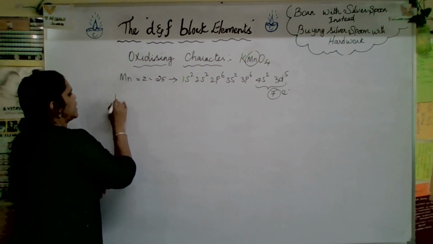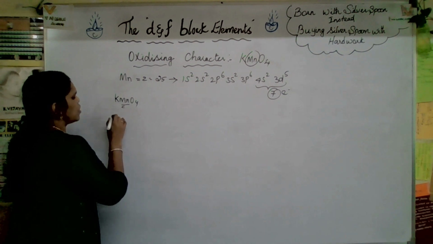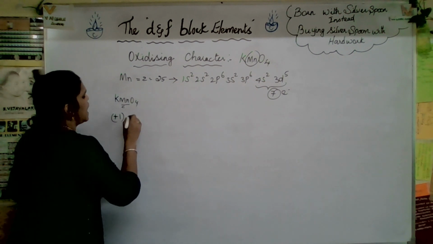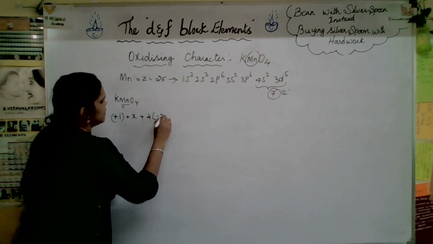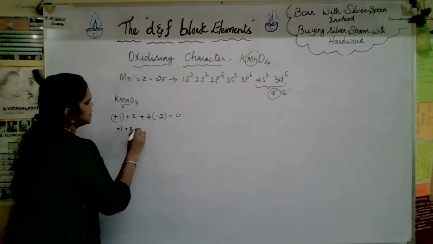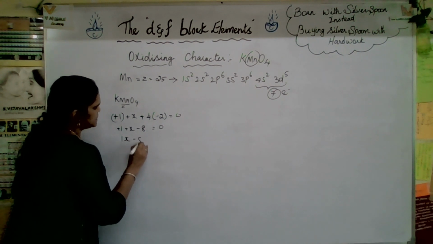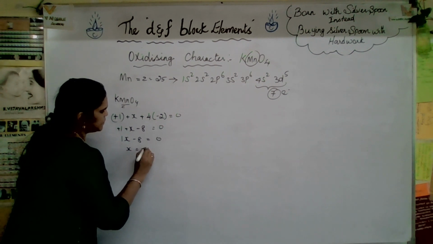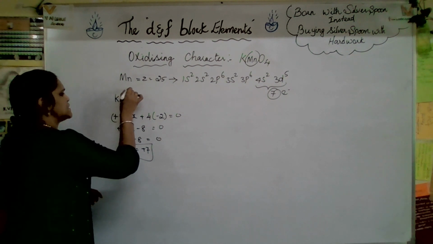Yes. Okay. Now we have to find the oxidation number in KMnO4. The oxidation number of K is +1 because it's a first group element, and Mn is X, plus 4 into -2 equals 0. So +1 plus X minus 8 equals 0. So X minus 7 equals 0, so X equals +7. Right? So the oxidation number of Mn is +7.